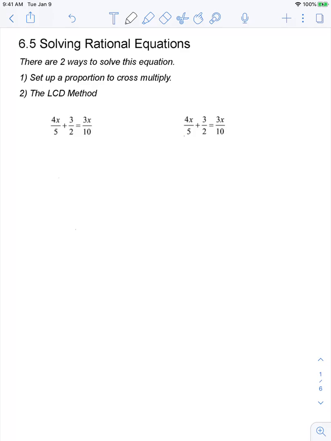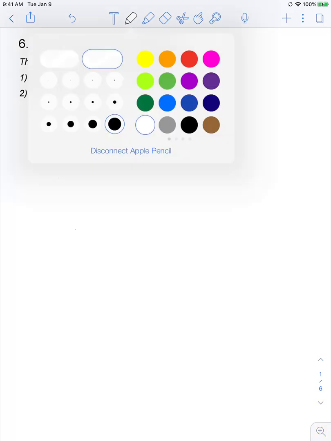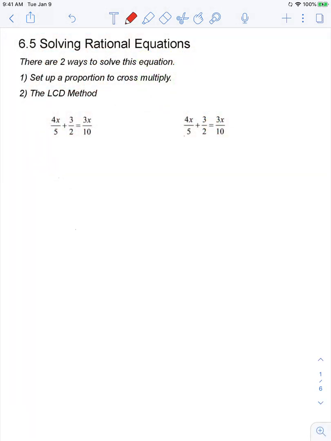So today we're going to be covering section 6.5 in the textbook. 6.5, the topic is solving rational equations. As you can imagine, a rational equation is just an equation that contains rational expressions. The examples you see here, they're both the same example. Those are examples of rational equations.